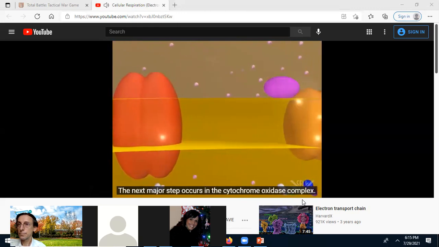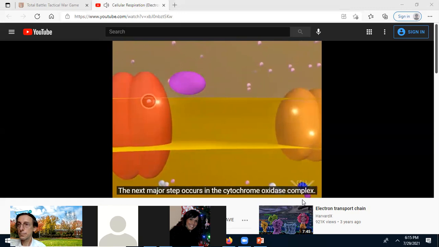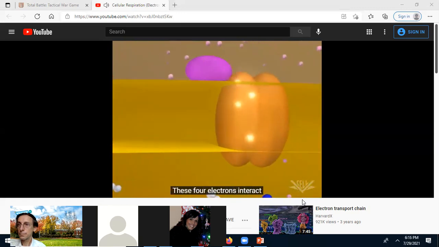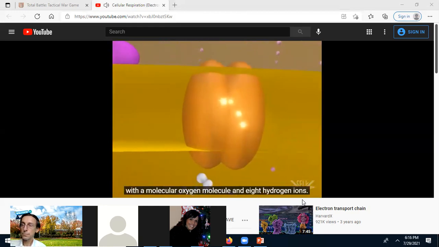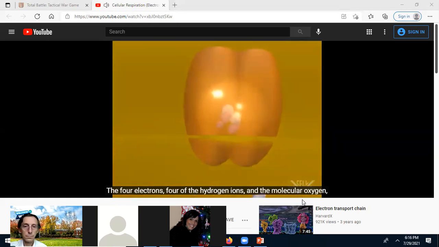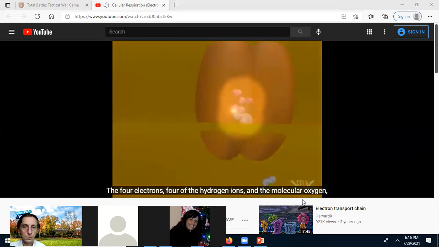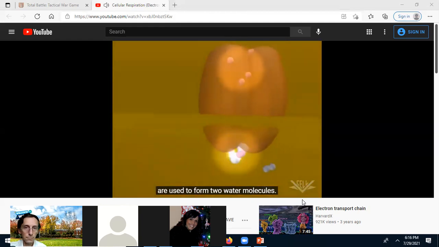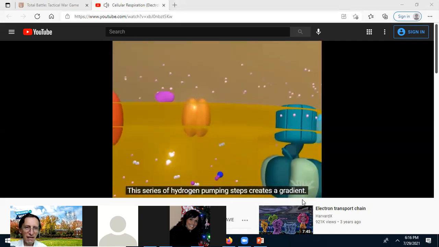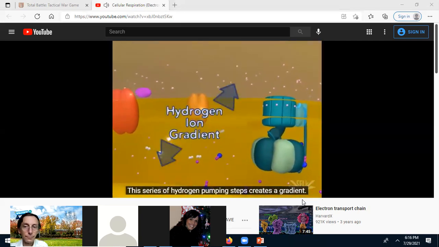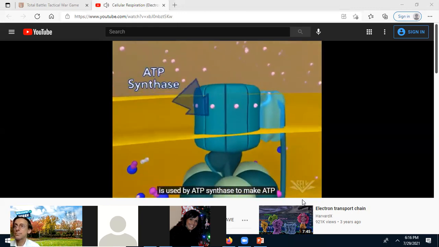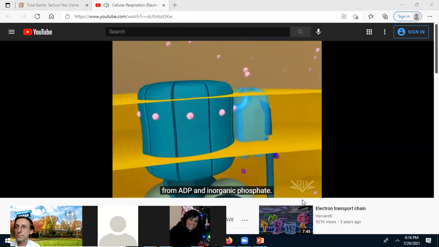The next major step occurs in the cytochrome oxidase complex. This step requires four electrons. These four electrons interact with a molecular oxygen molecule and eight hydrogen ions. The four electrons, four of the hydrogen ions, and the molecular oxygen are used to form two water molecules. The other four hydrogen ions are pumped across the membrane. This series of hydrogen pumping steps creates a gradient. The potential energy in this gradient is used by ATP synthase to make ATP from ADP and inorganic phosphate.